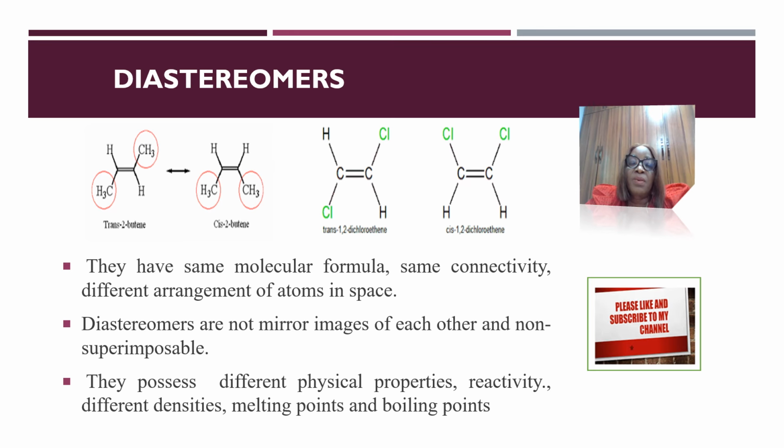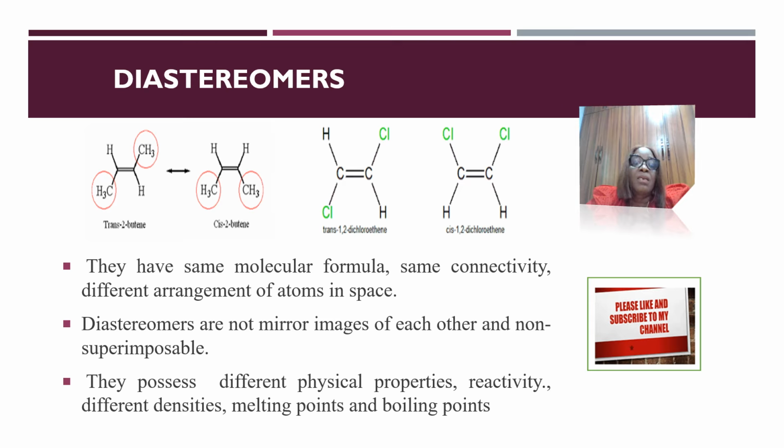Looking at diastereomers. Diastereomers are 2 molecules which are stereoisomers of each other, same molecular formula, same connectivity, but different arrangement of atoms in space. They are unlike enantiomers, which are mirror images of each other and non-superimposable. Diastereomers are not mirror images of each other and are non-superimposable. Diastereomers can have different physical properties and reactivity. They have different melting points and boiling points and different densities.